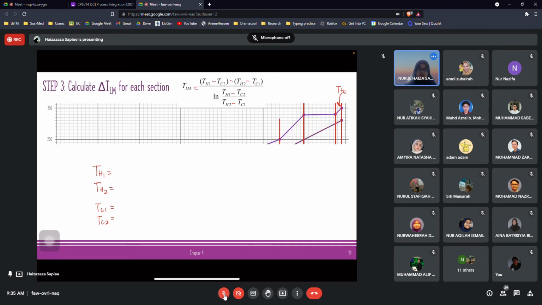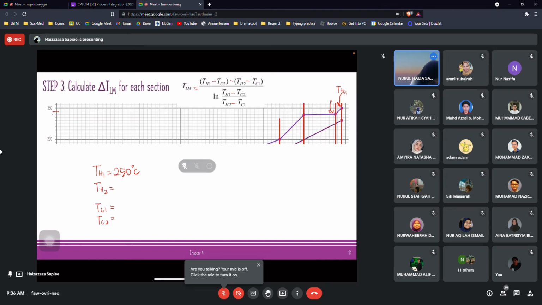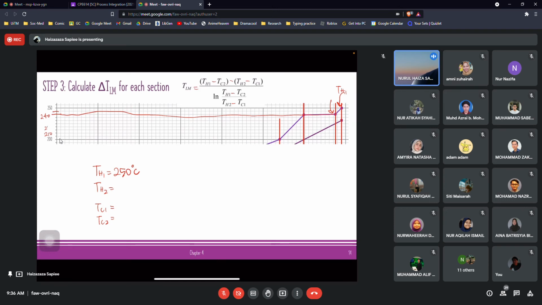Berapa TH1 dia? Okay, so 250. TH1, TH2, sorry. So dalam 240 lah kot, 210, 220, 230. So TH2 is 240.